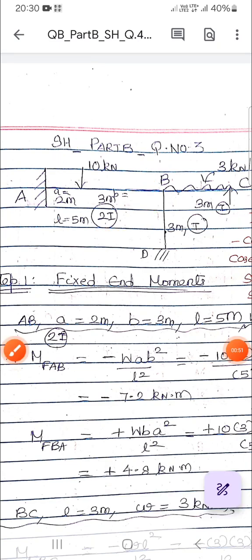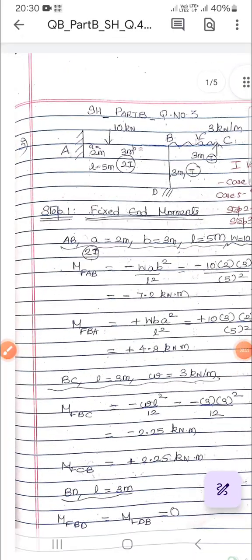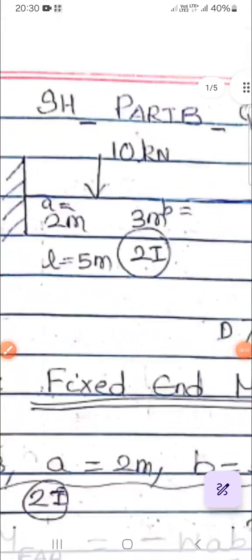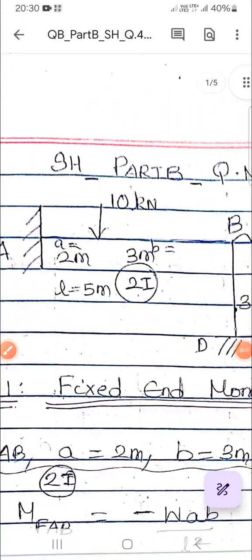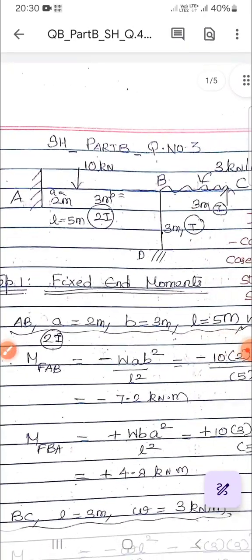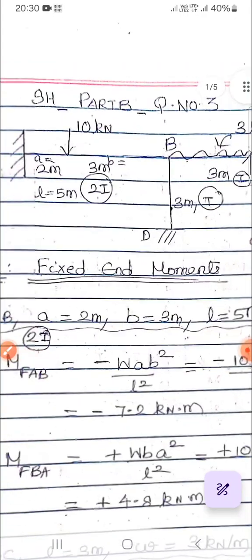Okay. So again, step 1, you know, what is step 1? Fixed end moments. So what is the type of load in AB? It is a non-central load. A equal to 2 meter, B equal to 3 meter. So you have to write A equal to 2 meter, B equal to 3 meter, and L equal to 5 meter. That also you have to write, because sometimes you may get confused. You may take L as 3 or 2. So that you have to write. So see, I have written here. You can also draw a diagram.